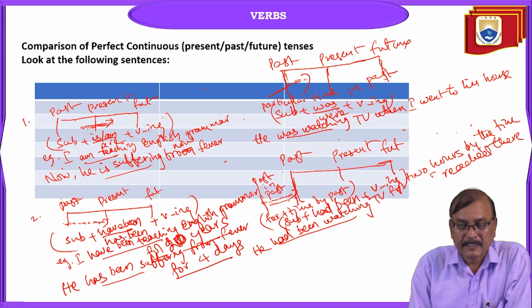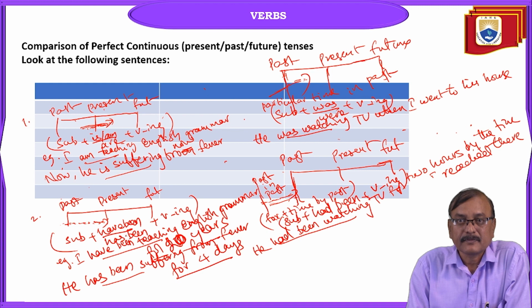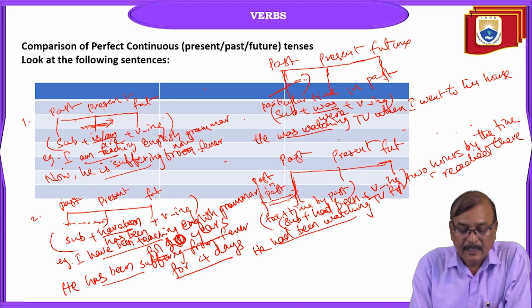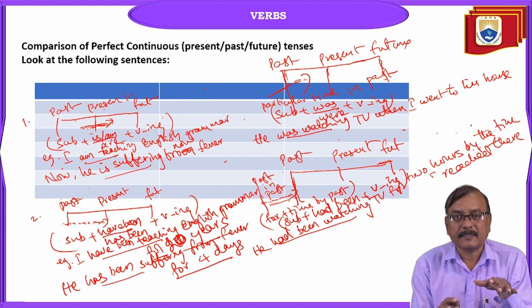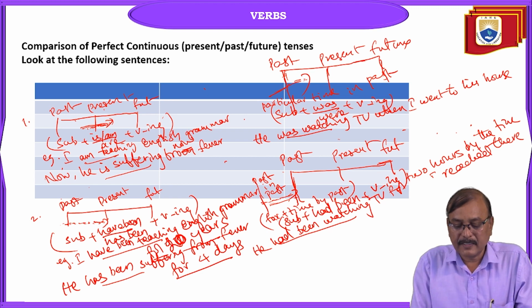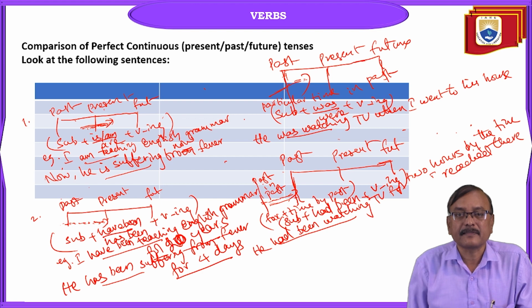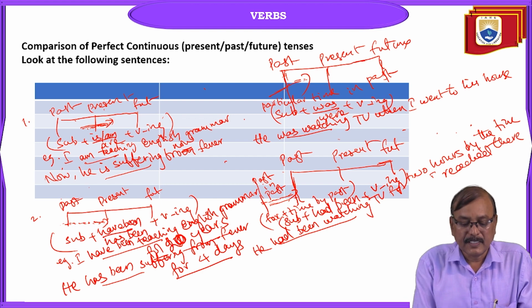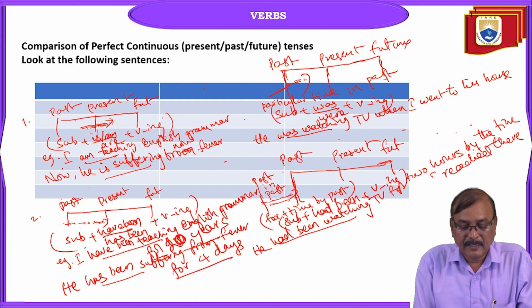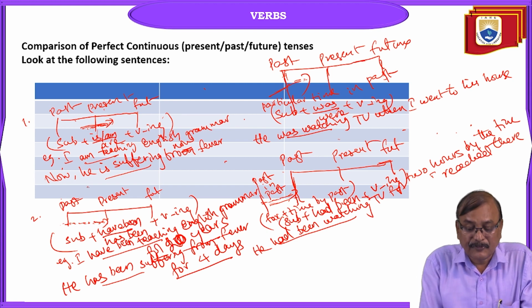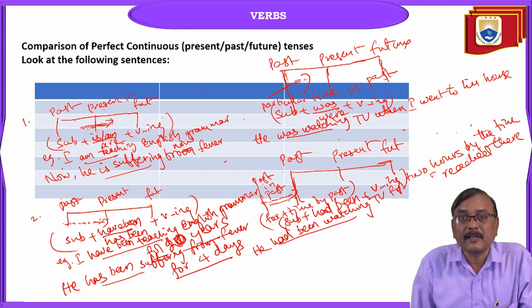Present continuous and present perfect continuous. What is the difference here? I am teaching English grammar now, at this moment. Here, I have been teaching English grammar for 20 years. See this one. Now he is suffering from fever, at present. Here, he has been suffering from fever for 4 days. Means started 4 days ago. Now also it is going on.